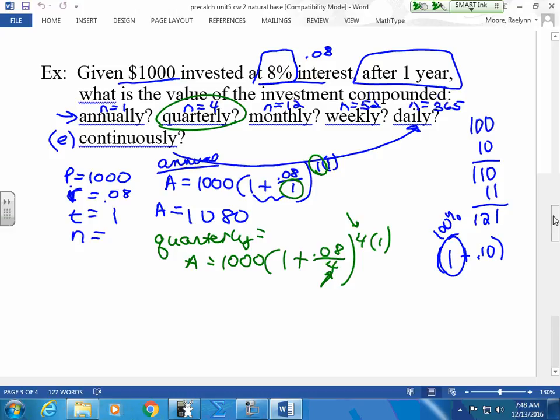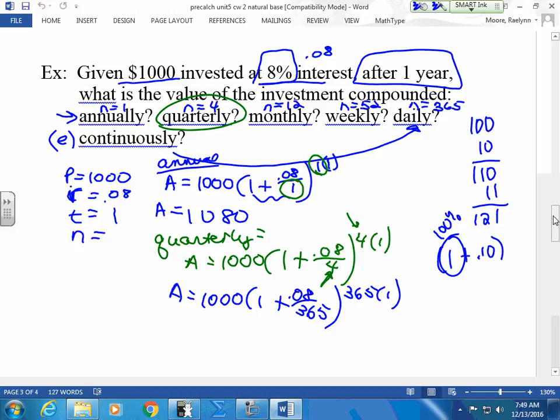Okay, so now if I change this to daily, what's it going to look like? 1 plus what? 0.08 over 365, raised to the 365. I'm just going to say times 1 because that's our time right now. Good, so everybody sees the pattern.